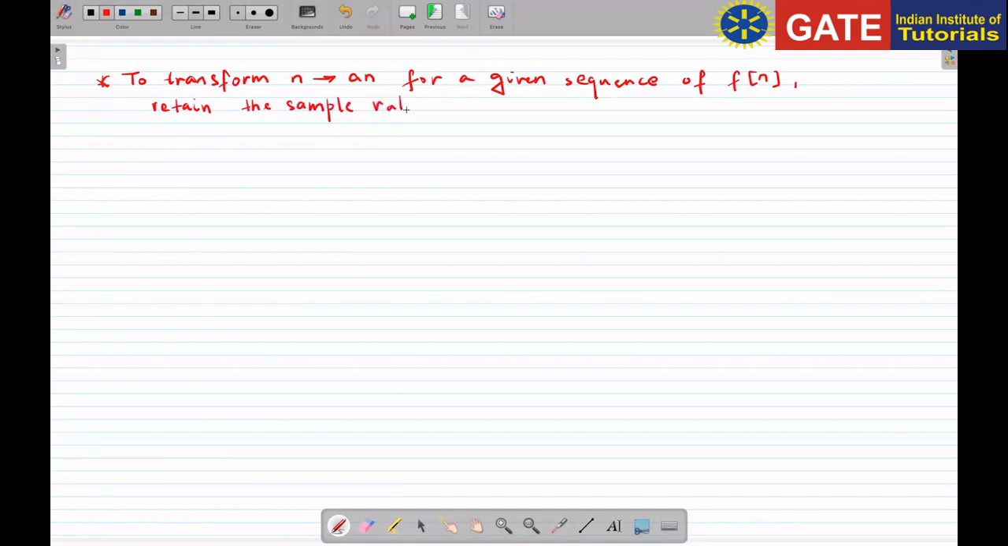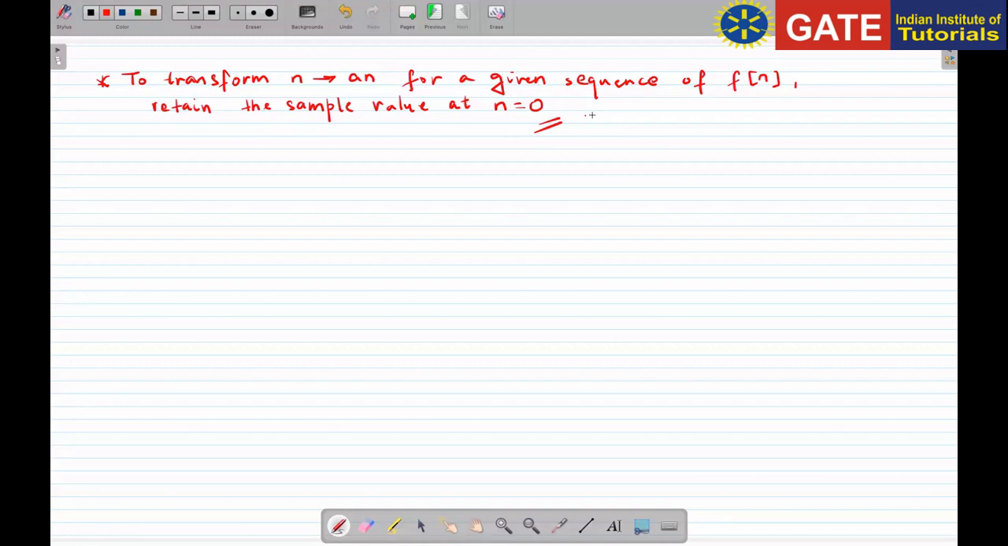You can say the sample value at n equals 0, whether a is greater than 1 or a is less than 1, will be retained. There is no change, as we have already observed. And 0 padding will be there in both cases. This is the general case, so that's why I have given it as a statement.